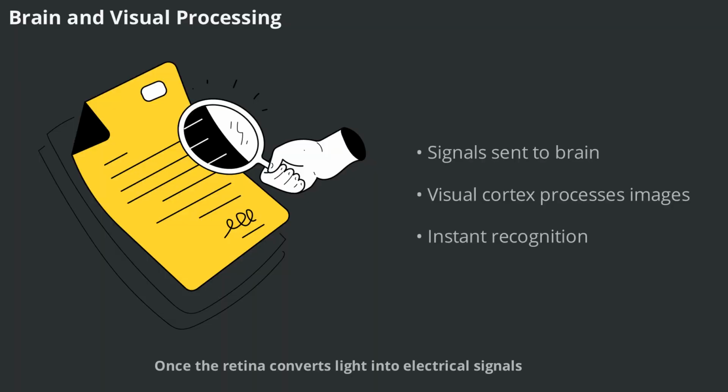Once the retina converts light into electrical signals, these signals travel along the optic nerve to the brain. The brain's visual cortex processes this information, allowing us to recognize shapes, colors, and movement. This complex process happens in fractions of a second, enabling us to react quickly to our surroundings. The brain's role is vital in transforming raw data from the eyes into meaningful images.